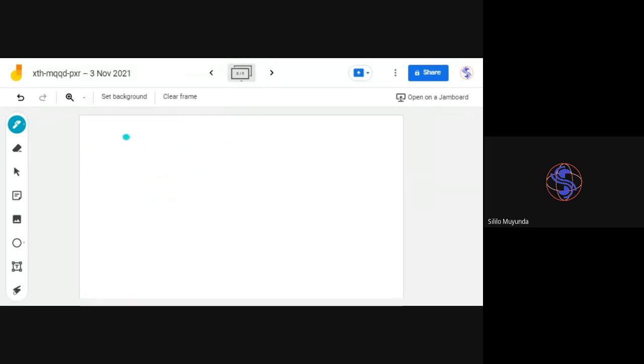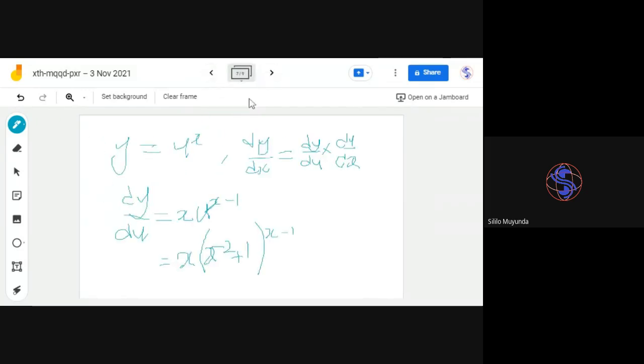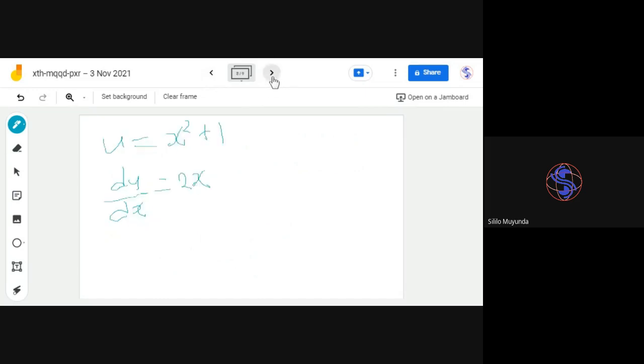So our dy/dx is going to be, using what we found earlier, x open bracket x squared plus 1, close bracket, and then the x on top, minus 1 again. Then we are going to multiply this by 2x. Is this okay?